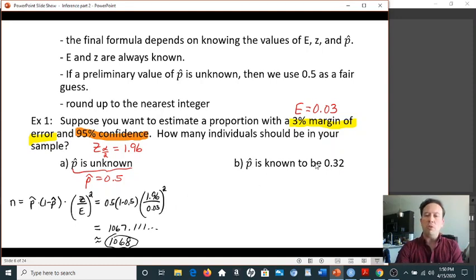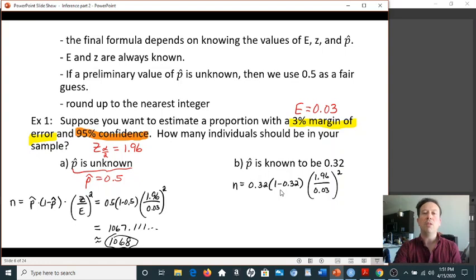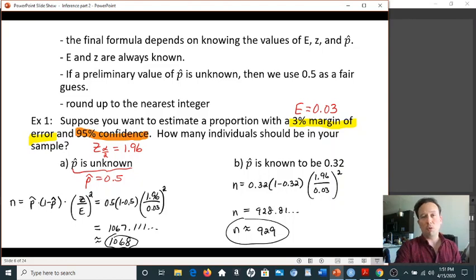Now, if P hat is known to be 0.32, we still use 1.96 and 0.03. They don't change. The only thing that's changing is right here: P hat is known to be 0.32. So don't use 0.5 this time. Then the calculator gives you this value, and you round up to the nearest integer. This study would require 929 people.